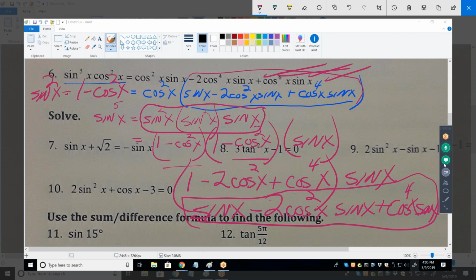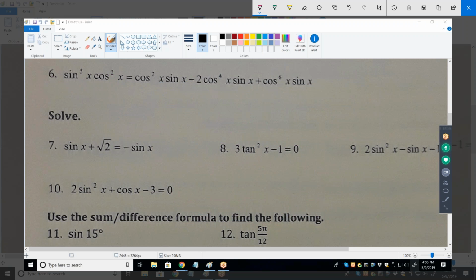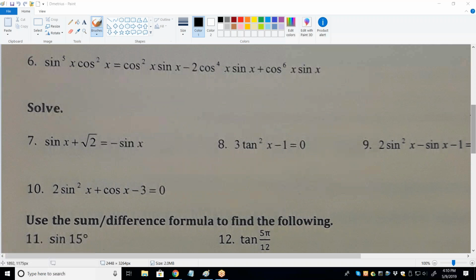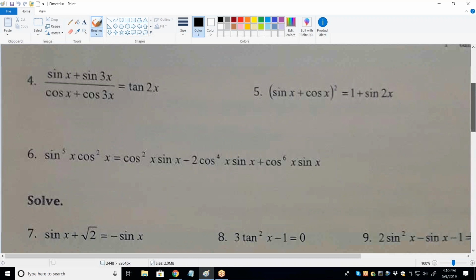There are 11 that you just absolutely have to know, okay, to pass the test. You can add another 9 to 12 if you include sum and difference, double angle, half angle, but the original 11 will get you a long way. Okay, so we've done 6. Let's take a look at 4.